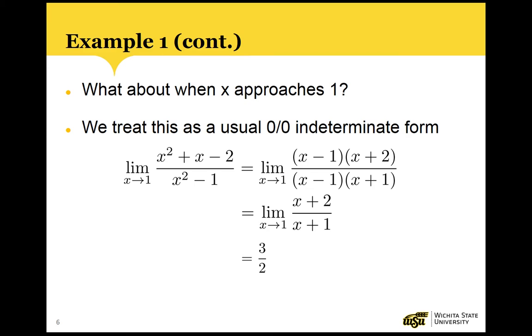But what about when x approaches 1? We'd also like to know the behavior of the function near this value, and in order to determine that, we treat it like a 0 divided by 0 indeterminate form. We look at the limit as x approaches 1 of our function. We factor it into x minus 1 times x plus 2 divided by x minus 1 times x plus 1. We divide out the like terms, and we're left with the limit as x approaches 1 of x plus 2 divided by x plus 1, which, because the denominator is not equal to 0 when x is equal to 1, we can just plug in 1 and get 3/2.